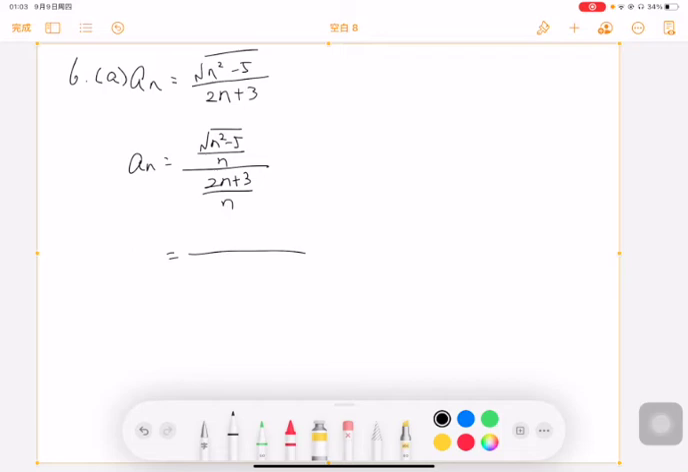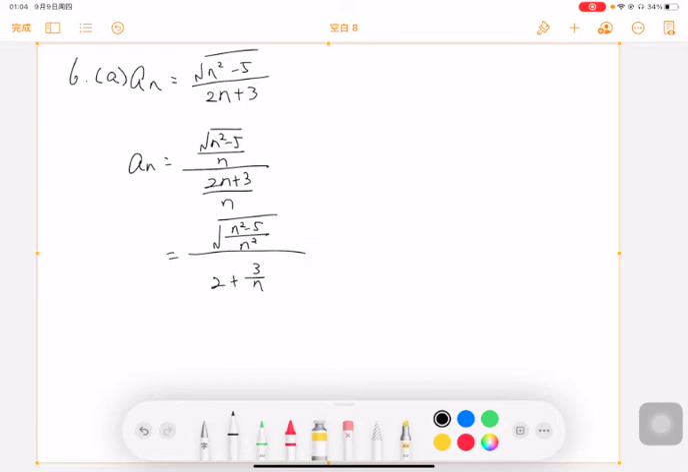Okay, and we are going to use that argument, that n squared minus 5 is almost like n squared when n is large. So here's how that goes. n equals the square root of n squared, right? So we can change that to the square root of (n squared minus 5) divided by n squared. And the bottom is 2 over 1, so 2 plus 3 over n.